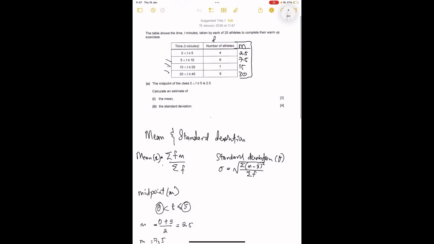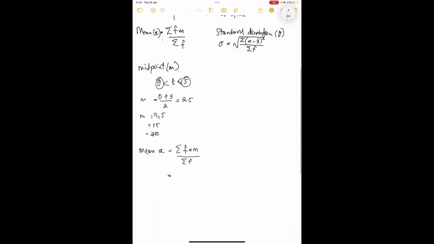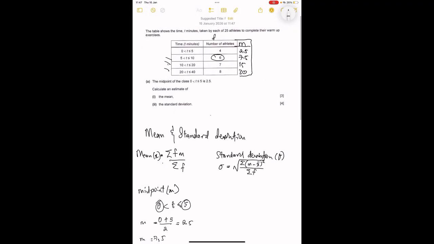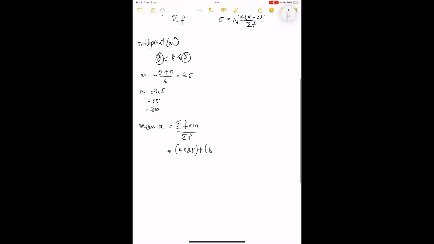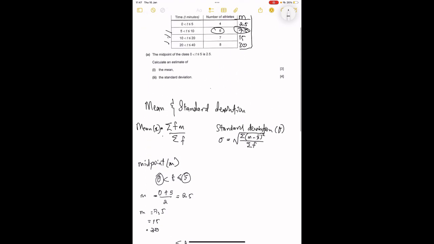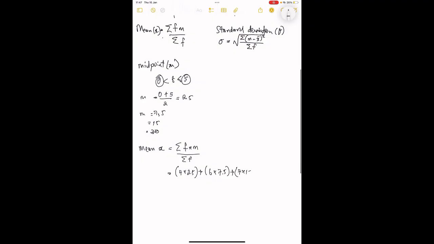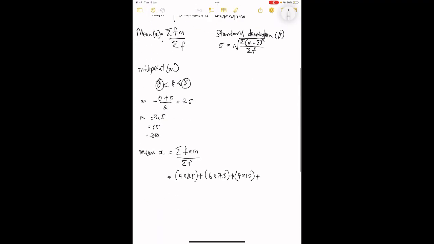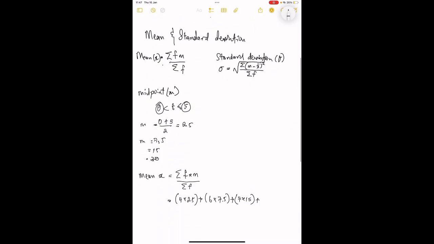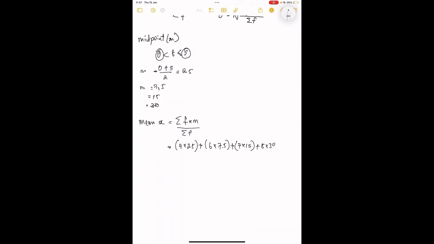For the first part, you have 4 multiplied by 2.5, 4 times 2.5 plus 6 times 7.5 plus 7 times 15 plus 8 times 30, all over 4 plus 6 plus 7 plus 8. Grab your calculator, then work it out.